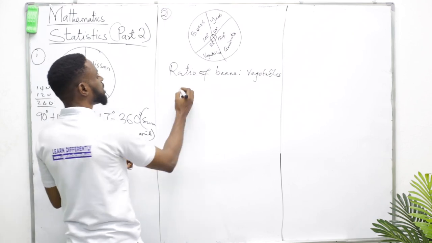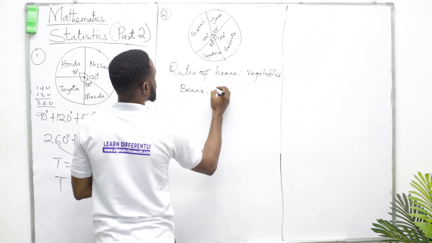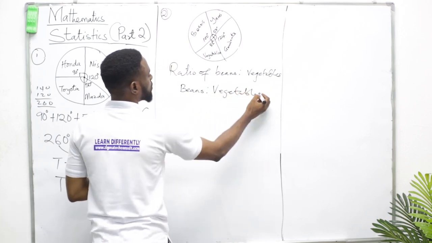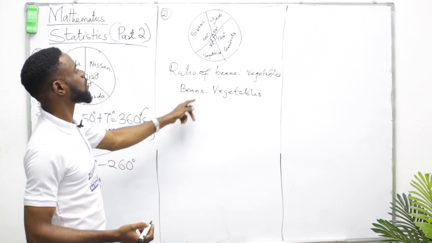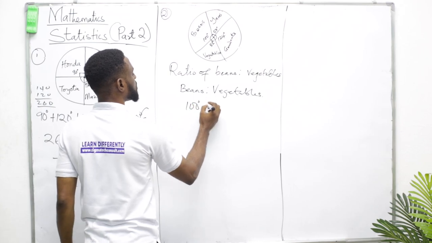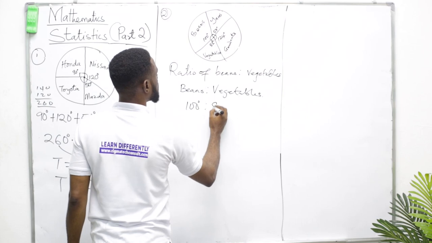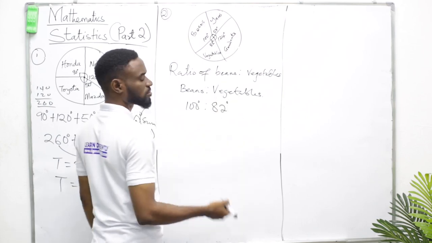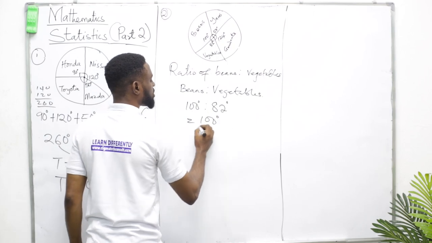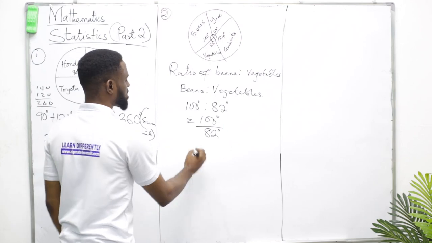So what we are doing is the ratio of beans to vegetables. This is what we are doing here. Do you understand that? What is our angle there for beans? What is the data presented? That is 100 degrees is to, where is vegetable? 82 degrees. 82 degrees. Okay? So this equals 100 degrees is to 82 degrees. Do you understand that now?